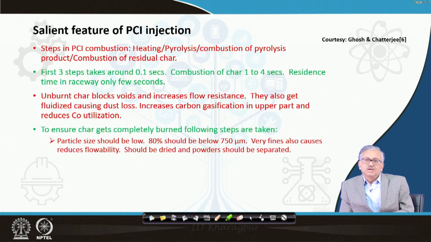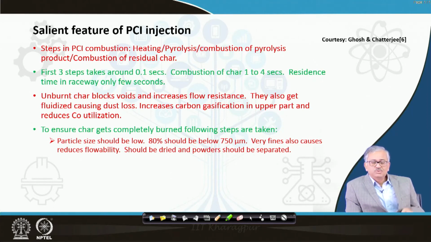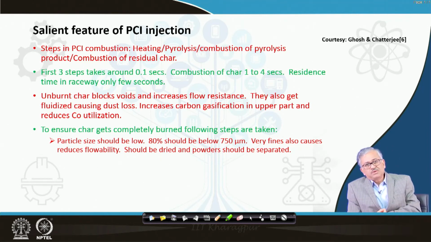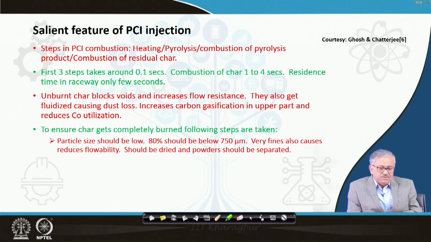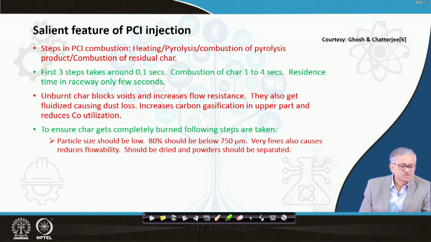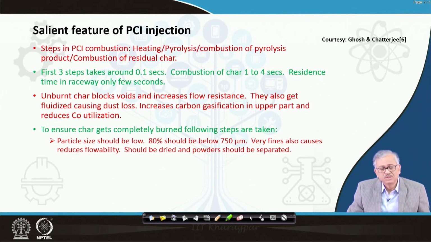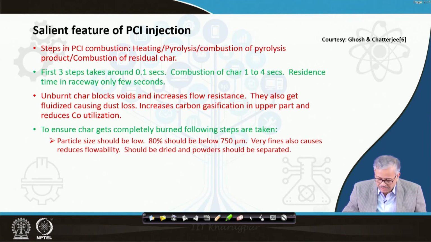But the problem is you cannot have a powdery thing, because then the flowability through the channel will be decreased. So 80% should be below 750 micrometer, such that you have sufficient surface area for burning. The fines should be dried and the powder separated, as I said, but the size should be less than 750 micrometer for 80% of the PCI.